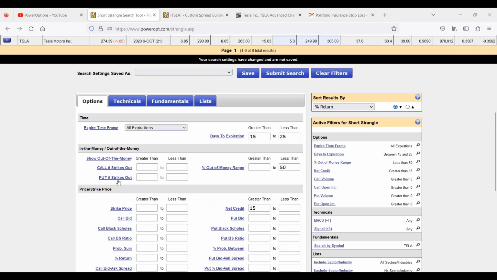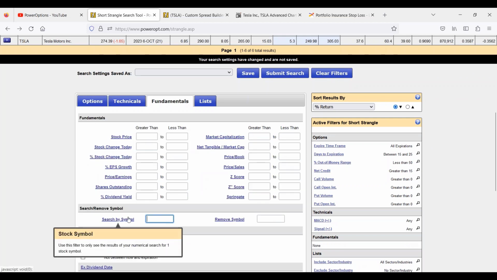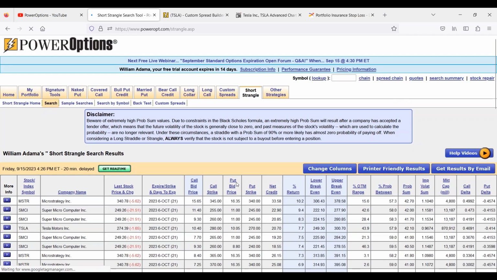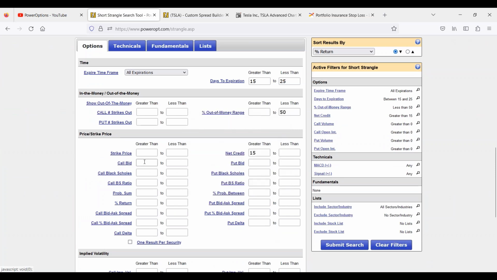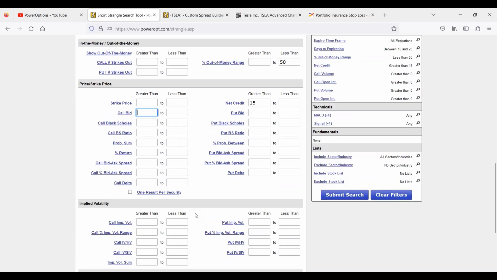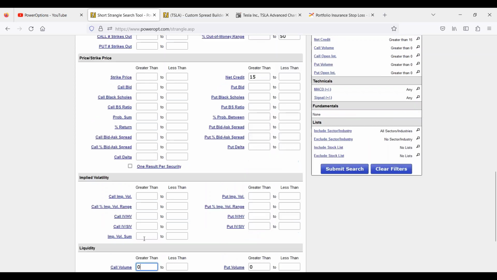Keep it simple. Yes, now you had 500 results. We narrowed it down to just Tesla using that field. But now, of course, if I want to lower these results, let's start looking for other criteria. Minimum call bid, minimum put bid, play around with the probability sum, the percent return, increasing, of course, volume and open interest. I just use that as a very basic one.